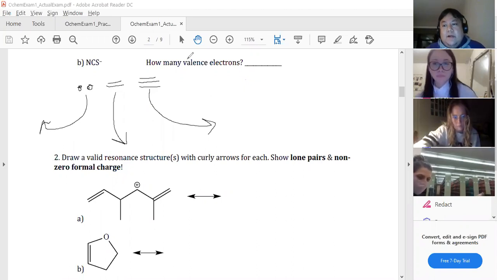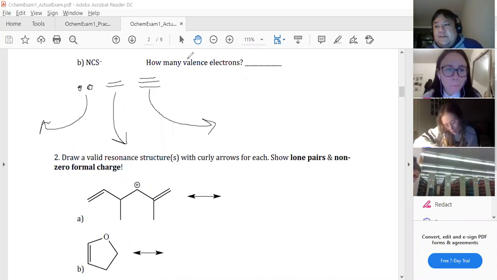+1. When I draw my resonance structure, what should be the overall charge? +1 as well. All right, so always make sure. I'm going to give you an example of this. It's going to look a little counterintuitive, but this is true.